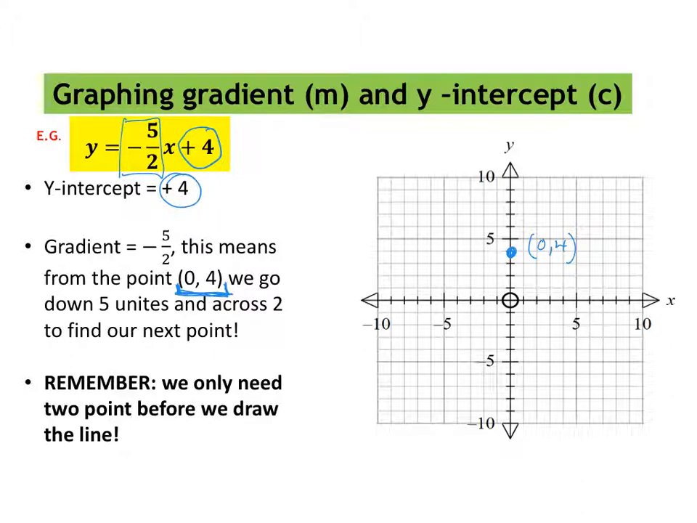And then this gradient tells me that I'm going to go down 5 units, 1, 2, 3, 4, 5. So now I'm at -1 for every 2 units I go across. So then I'm going to go across 2 to get to this point here, which is 2, -1. And again joining them with my line. And that is how we use our gradient and y-intercept to sketch our graph.